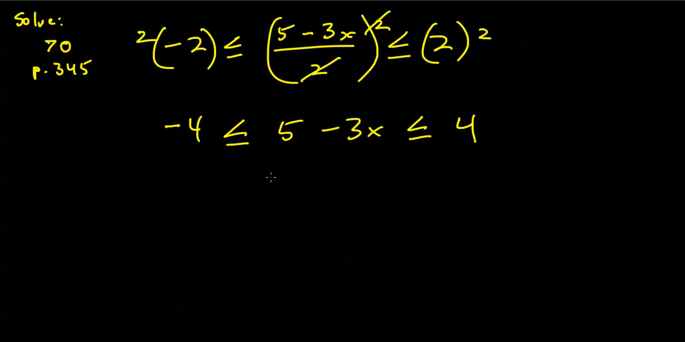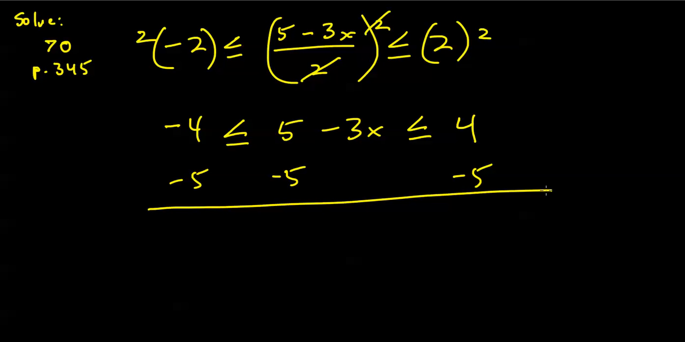Alright, I can solve this one fairly easily now. Again, your goal is to isolate the variable in between. I'll subtract 5 from each piece, leave the arrow alone. I'll get -9 is less than or equal to minus 3x, which is in turn less than or equal to -1.